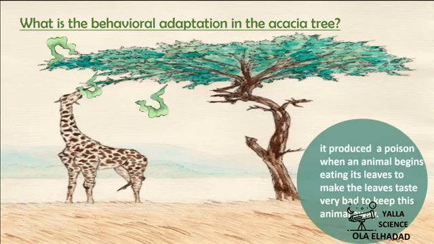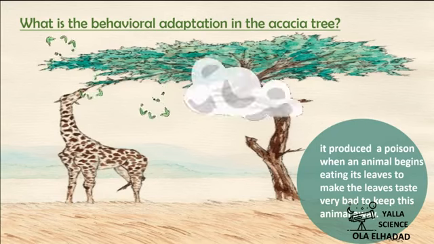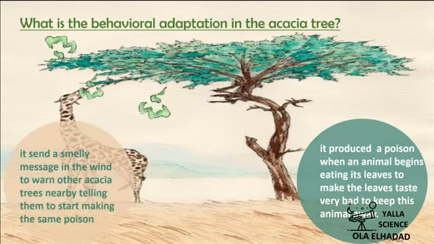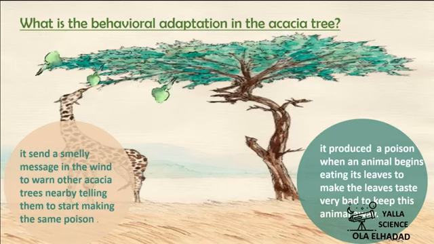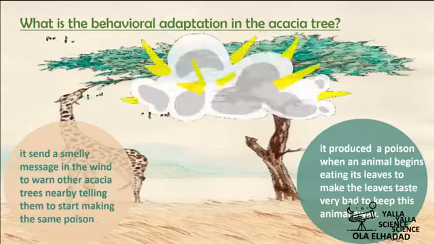It produces a poison when an animal begins eating its leaves to make the leaves taste very bad to keep this animal away. It sends a smelly message in the wind to warn other acacia trees nearby, telling them to start making the same poison.